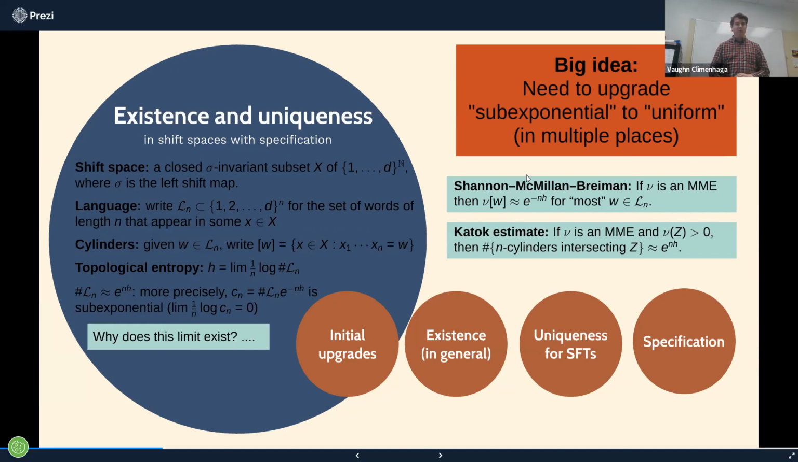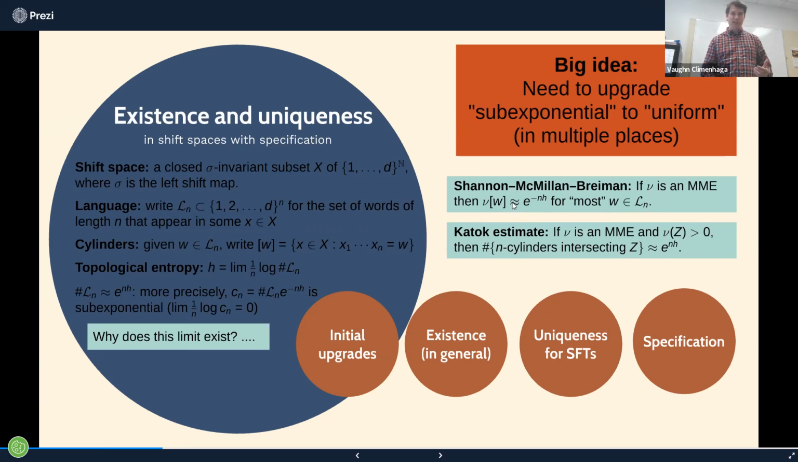One is the Shannon-McMillan-Breiman theorem, which tells us something about any measure of maximal entropy. Actually, it tells you something about any ergodic measure, but I'm interested in the consequence for measures of maximal entropy, which is that if you have any MME and you take a word of length n, for most words, the weight that the MME gives to it is approximately equal to e to the minus nh.